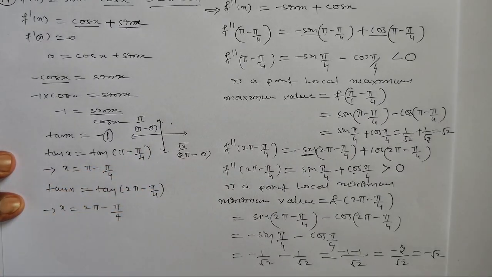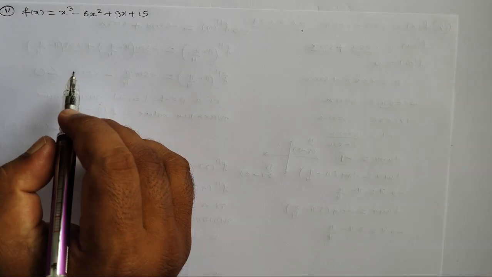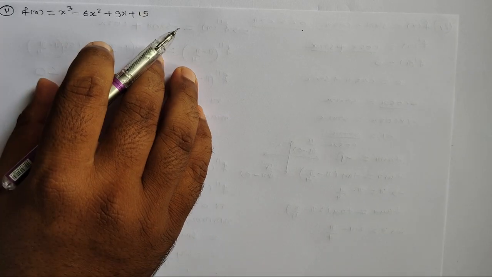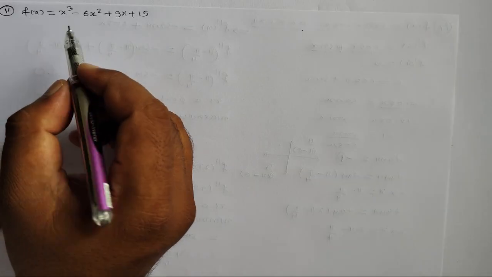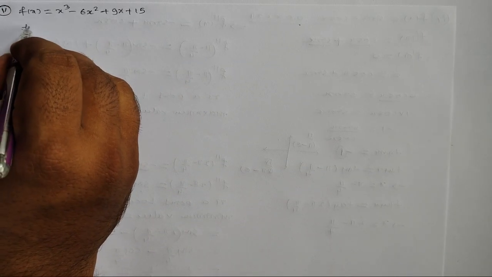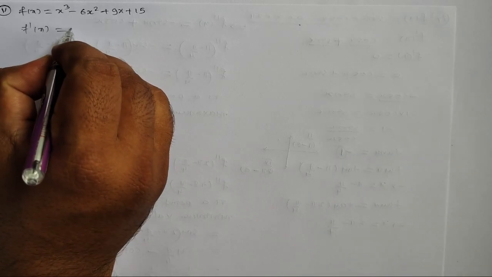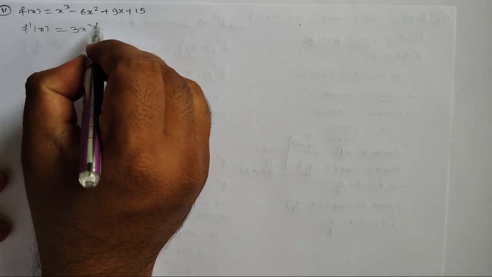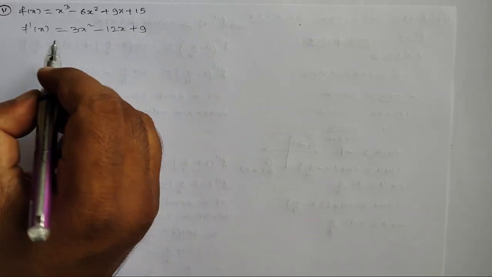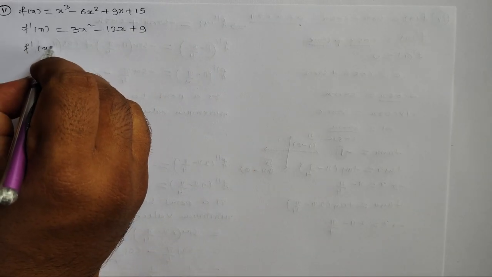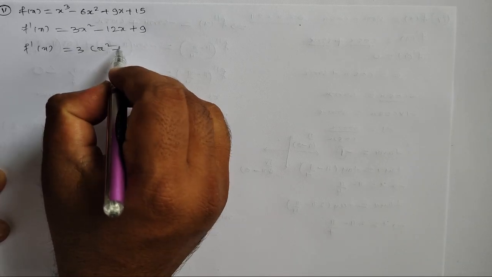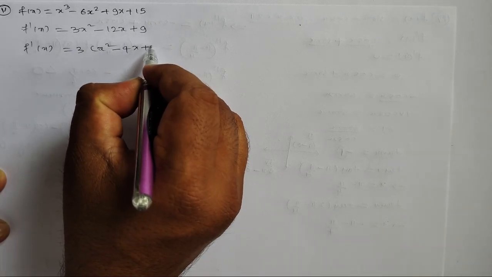Next, the fifth one: f of x is equal to x cube minus 6x square plus 9x plus 15. Same method. Differentiate with respect to x: f dash of x is equal to 3x square minus 12x plus 9. The derivative of a constant is 0. Taking 3 as a common factor, f dash of x is equal to 3 times (x square minus 4x plus 3).